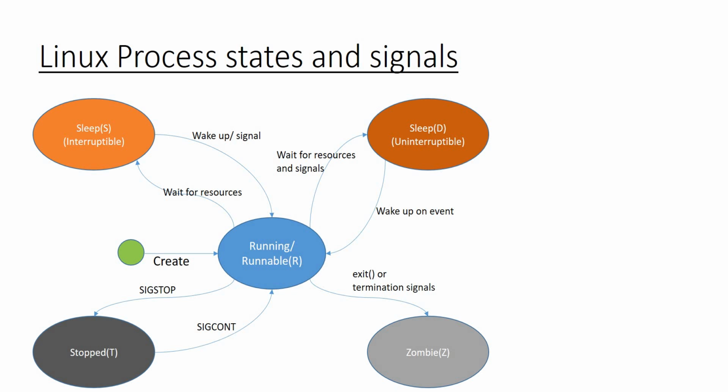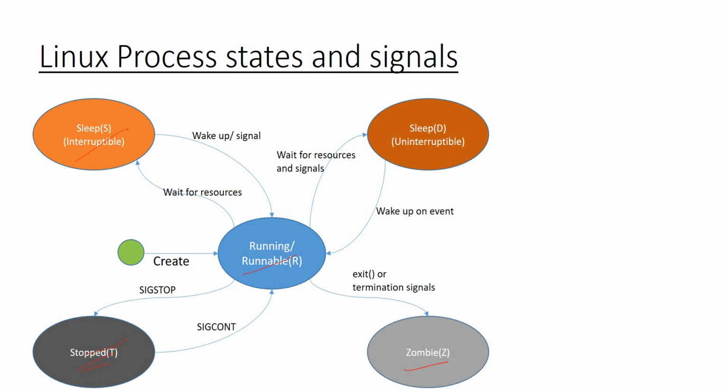So once the Linux process is created, it can be in any of different states. For example, running or runnable, a sleep state which can be interruptible, and a sleep state which cannot be interruptible, and it can also be in stop state and in zombie state as well. So now let's discuss the basics of each of these states, and then we'll see how a Linux process will move from one state to another based on some events and corresponding signals which will be used to transform the process from one state to another.